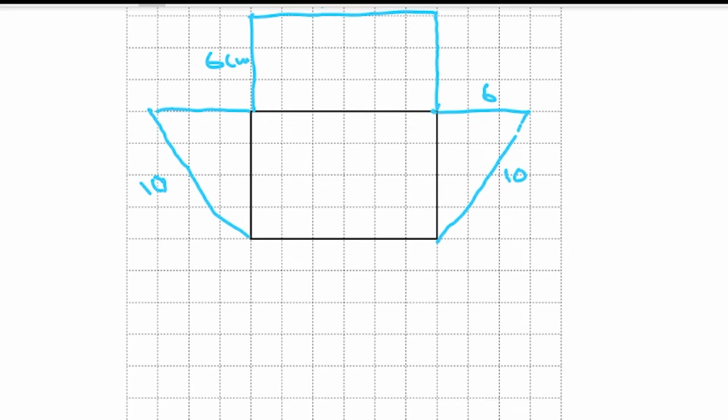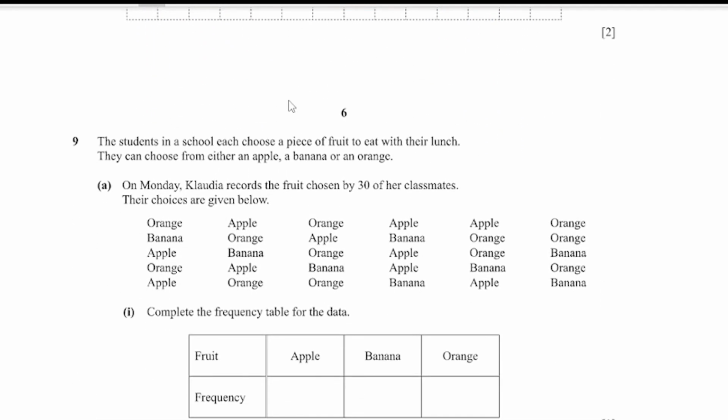Question number 9. The students in a school choose a piece of fruit to eat with their lunch. They can choose from either an apple, a banana, or an orange. On Monday, Claudia recorded the fruit chosen by 30 of her classmates. Their choices are given below. So these are the choices.